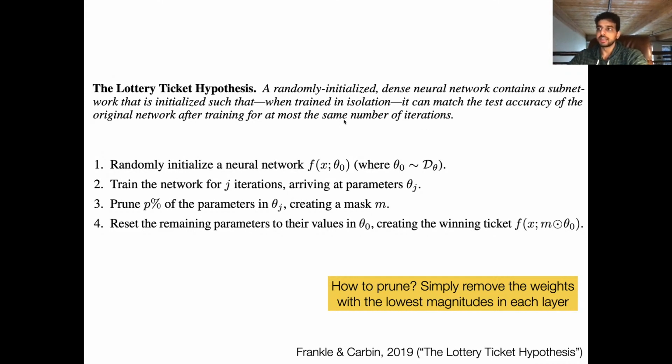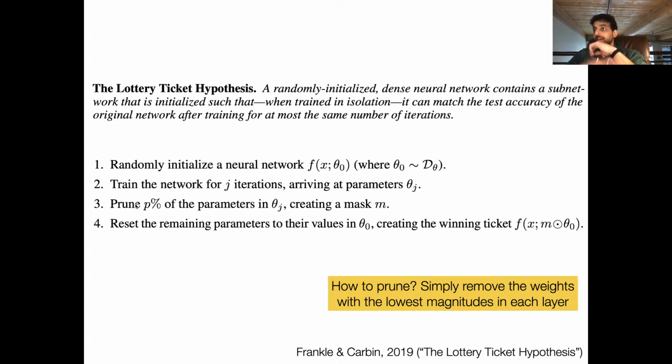The process by which they devised to find the subnetwork is, first you take your huge network and you randomly initialize it as you normally would. Now you train this network for some number of iterations, maybe until convergence. So you can imagine doing this for BERT, right? I randomly initialize my BERT architecture, I train it on the masked language modeling objective for some number of epochs, and I get some final set of parameters. We're going to call it theta sub j.